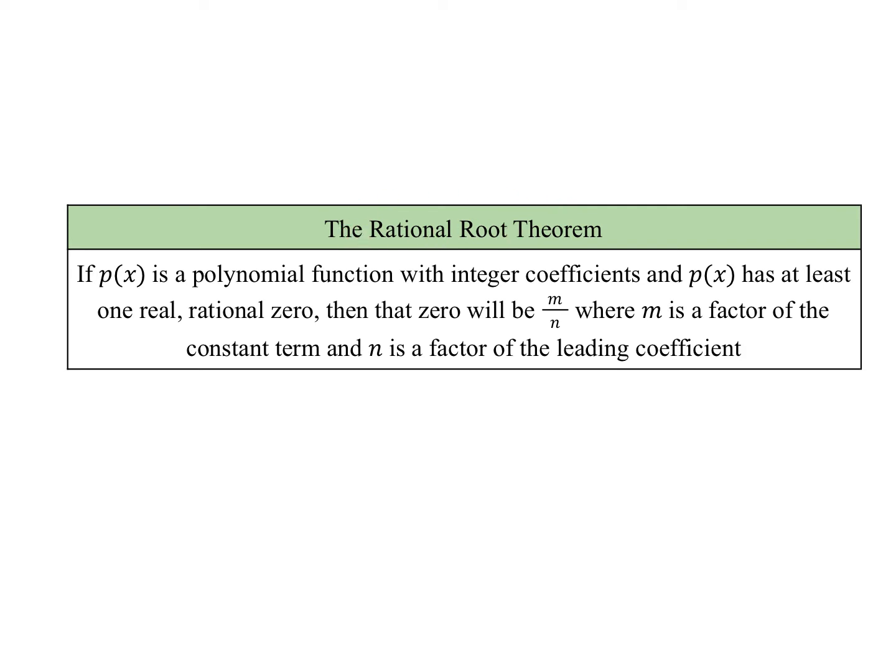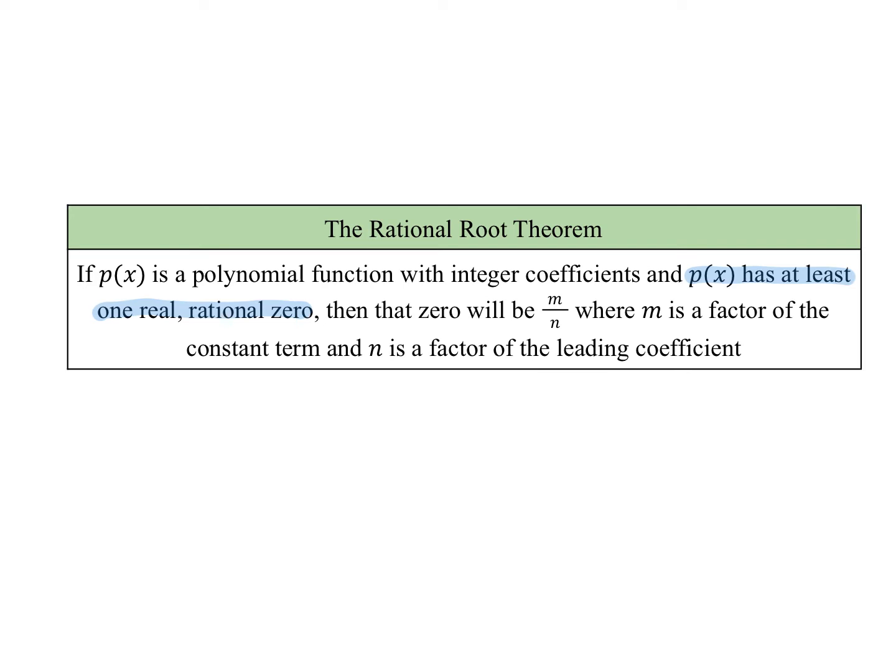So the rational root theorem essentially gives us a list of possible rational real zeros to try that we can test using synthetic division. So this says if p of x is a polynomial function with integer coefficients and p of x has at least one real rational zero. Now this is important because not all polynomials have real rational zeros. So some polynomials don't have any real zeros, so you could try this process and it still wouldn't work.